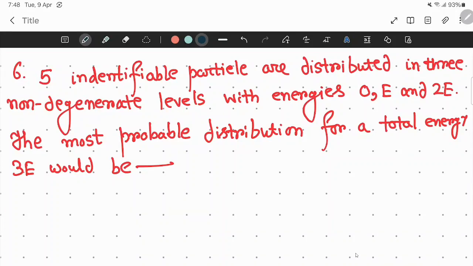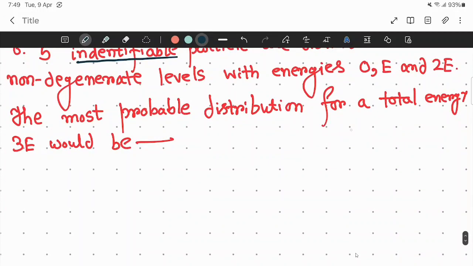Okay. So now five identifiable particles. Identifiable means you can identify. So it clearly means that the particles are classical particles, meaning you can identify and distinguish the particles. If these are quantum mechanical particles, then you can't do that. So eventually they are classical particles, meaning you have to consider the Maxwell-Boltzmann statistics here.